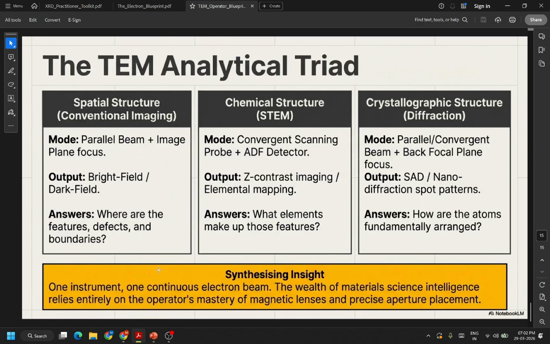Then in STEM, you use a convergent scanning probe and an annular dark field detector. The output is Z contrast imaging or elemental mapping. So it answers what elements make up those features. Then you have diffraction for crystallographic structure. It uses a parallel or convergent beam plus back focal plane focus. It outputs SAD or nano diffraction spot patterns, and it answers how the atoms are fundamentally arranged.